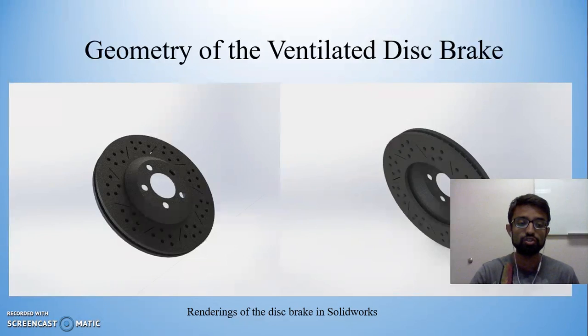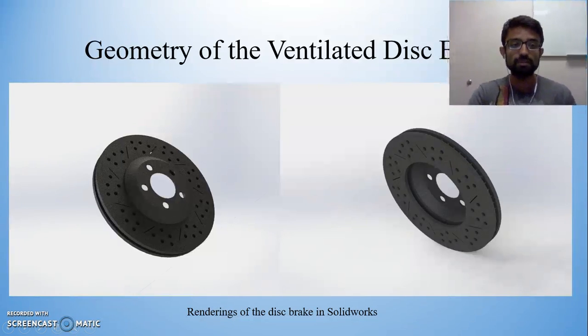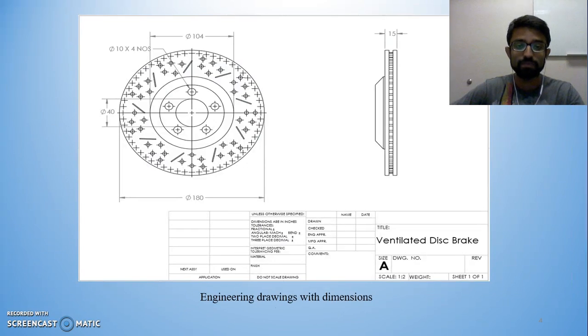This is a quick look at the geometry of my disc brake that I've used. As you can see over here, it is a ventilated disc brake. It is made up of two discs which are joined by these vents right over here. It's also provided with circular and slot vents along the braking face for heat dissipation. The CAD modeling for this disc brake was done on SolidWorks, and so was the rendering that you see over here.